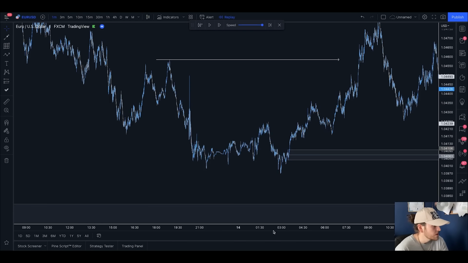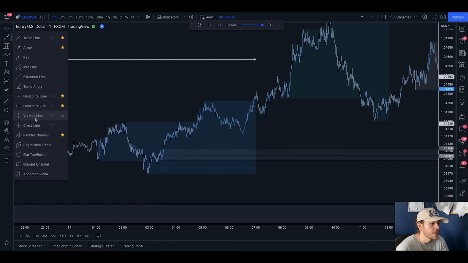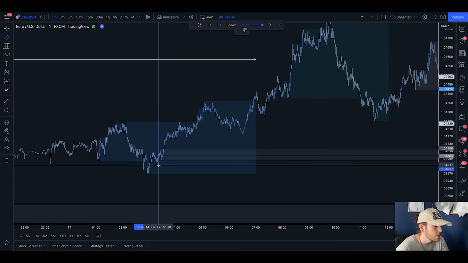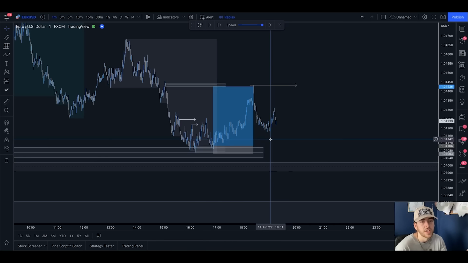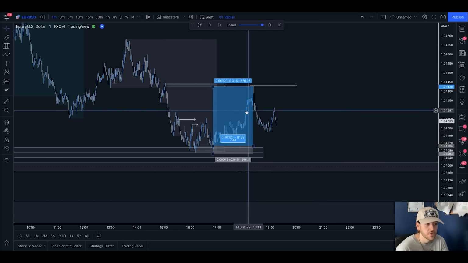So what we can do is actually mark out refined demand here. We have this parallel channel tool. We can drag this across. We can see we have this imbalanced demand zone down in the low. So now we can see if the market reacts from here and gives us a confirmation entry on the low time frames, that will be a second fractal confirmation entry, right?